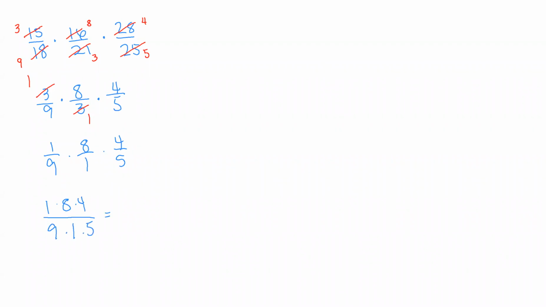Well, in the numerator, 1 times 8 is 8. 8 times 4 is 32. In the denominator, 9 times 1 is 9. And then 9 times 5 is 45. And there's your final answer.